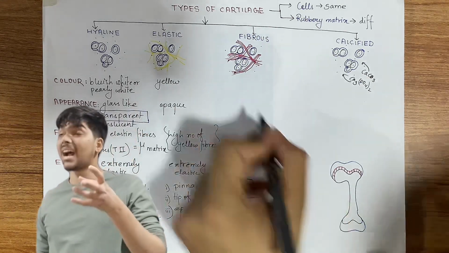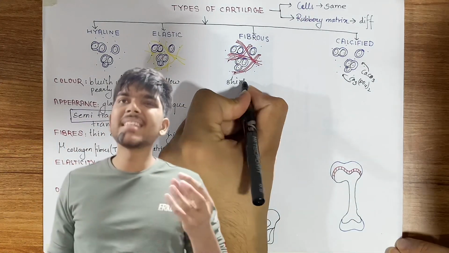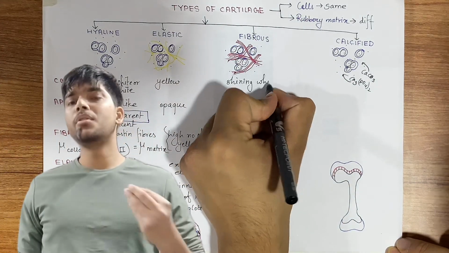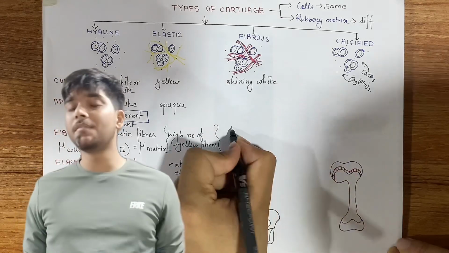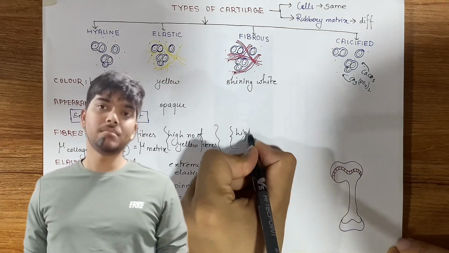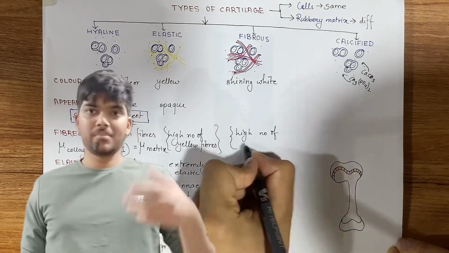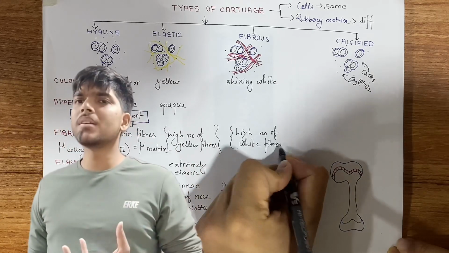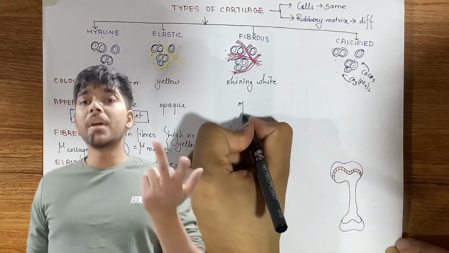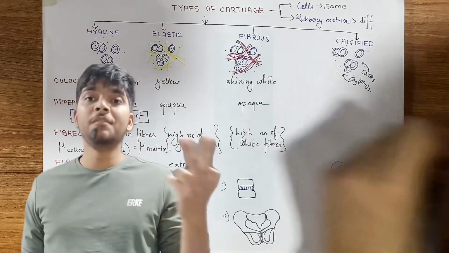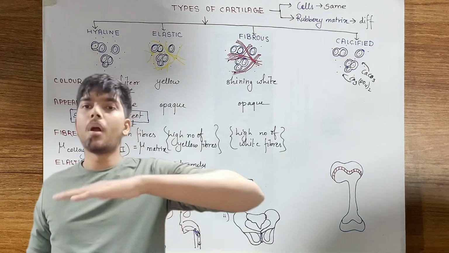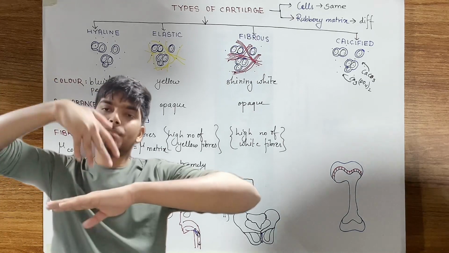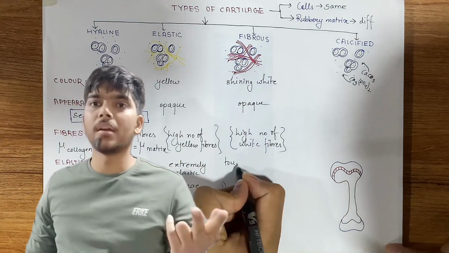Then there's your fibrous cartilage. Color is shining white. Why? Due to the presence of a high percentage of white fibers. Since there is a high percentage of white fibers, it gives off a shining white color. So that's your color. Appearance, obviously opaque due to the presence of visible fibers. They block off the light. They don't allow light to pass through it. That's why they are opaque.